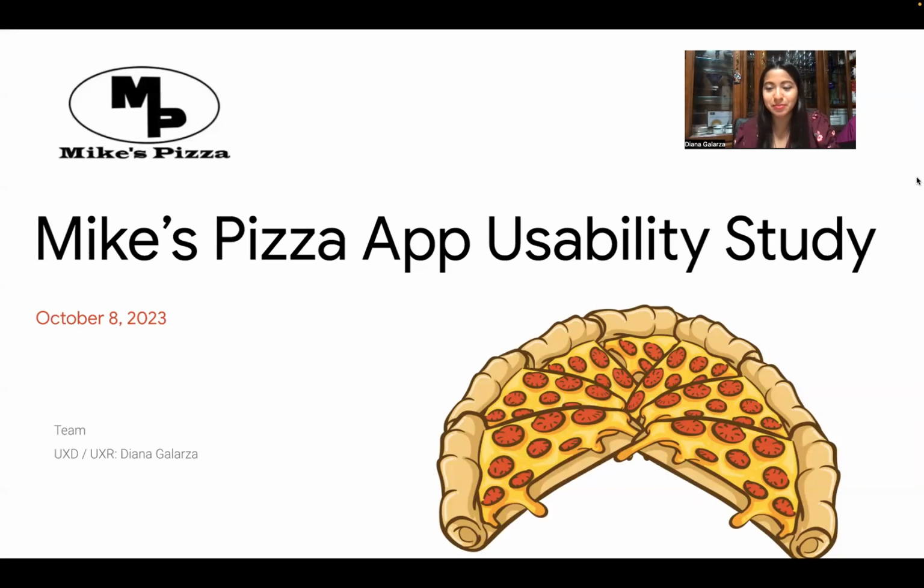Everyone, welcome. Today, we will be talking about the research findings of our Mike's Pizza app usability study. I'm so excited to share this information with you because it will make our users' experience when they're placing a pizza order so much easier. So let's get started.